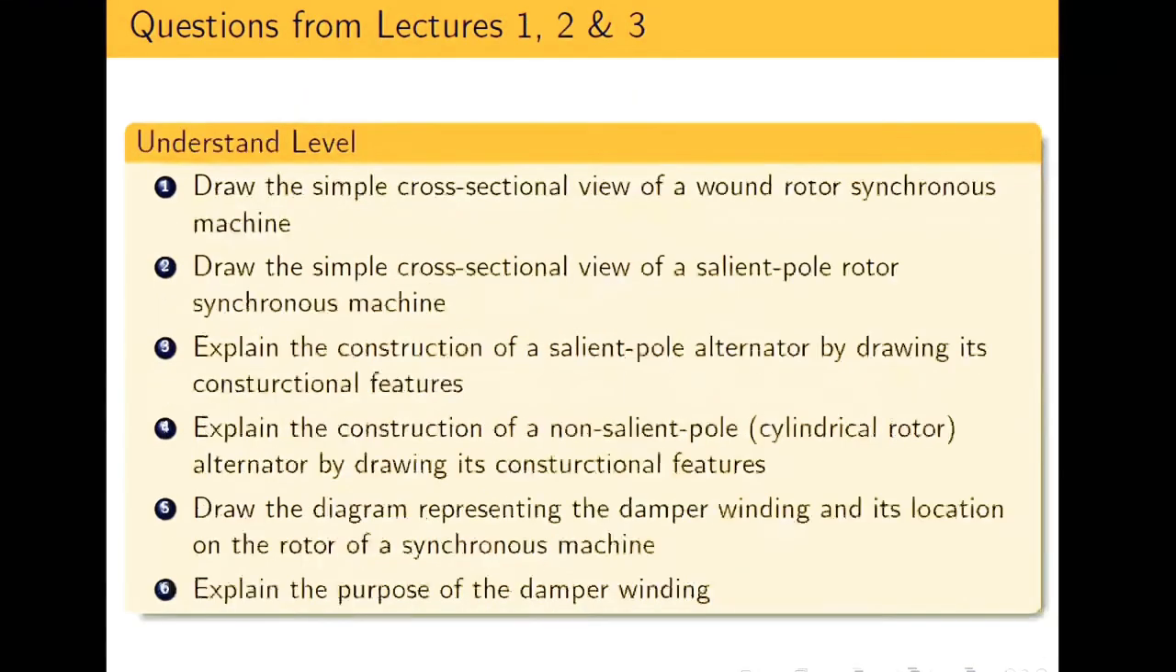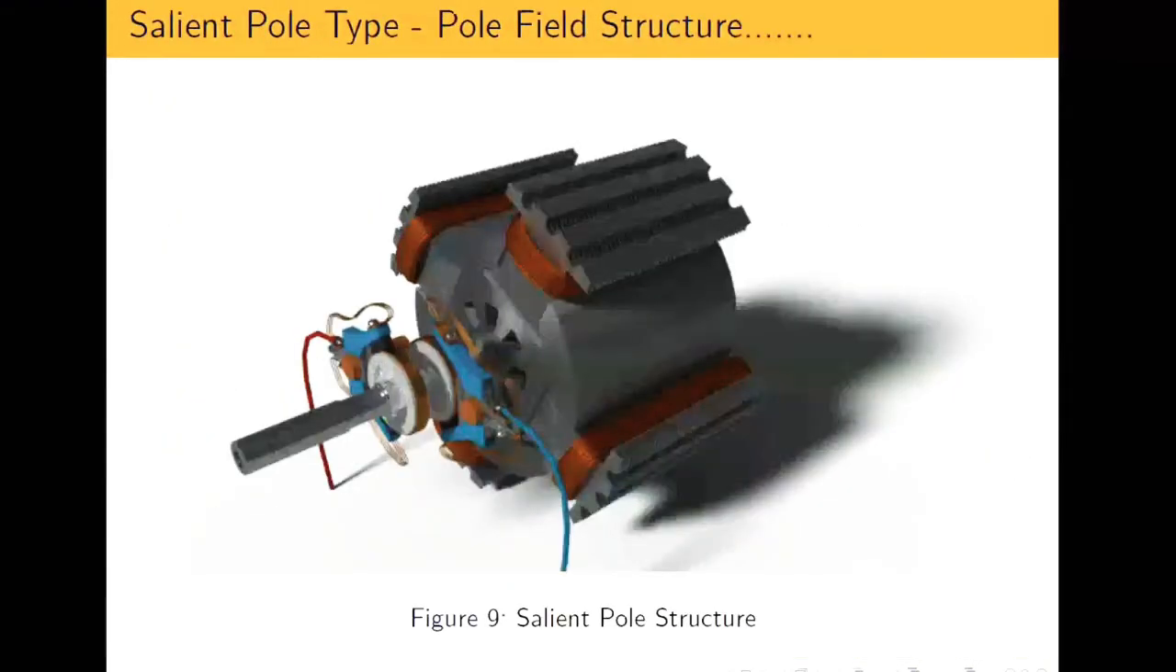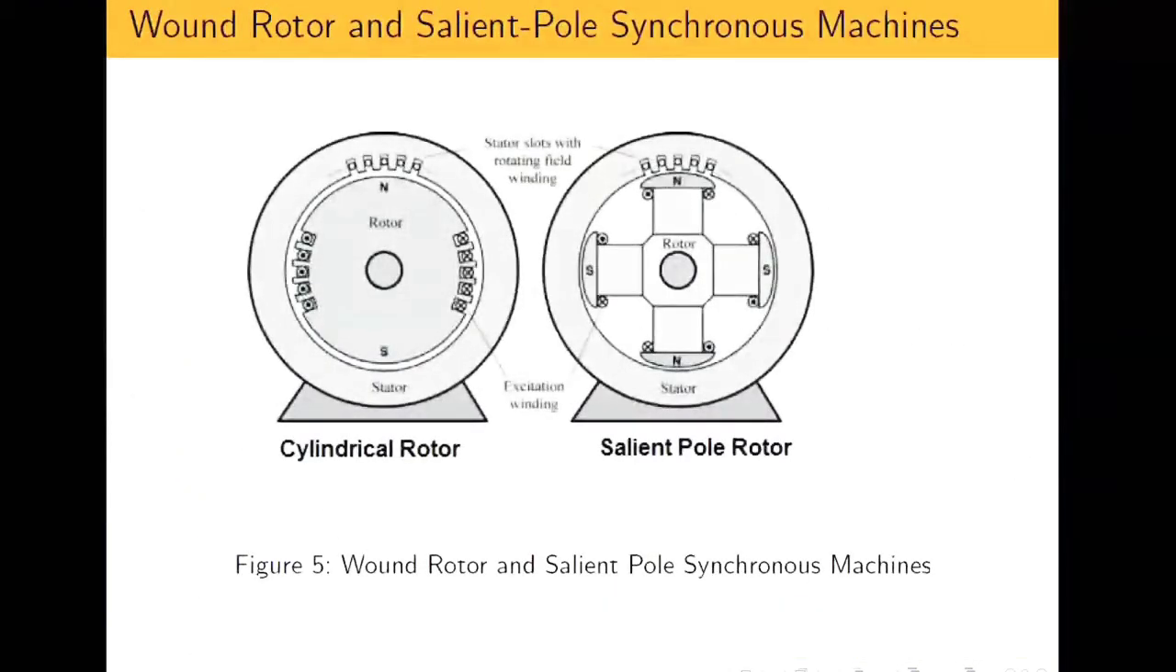Also. Okay. Now in the understand level, the level has increased from the remember level to the understand level. Right. Draw the simple cross-sectional view of a wound rotor synchronous machine, and draw the simple cross-sectional view of a salient pole rotor synchronous machine. For this I have shown you the answer. The diagram is here. This one.